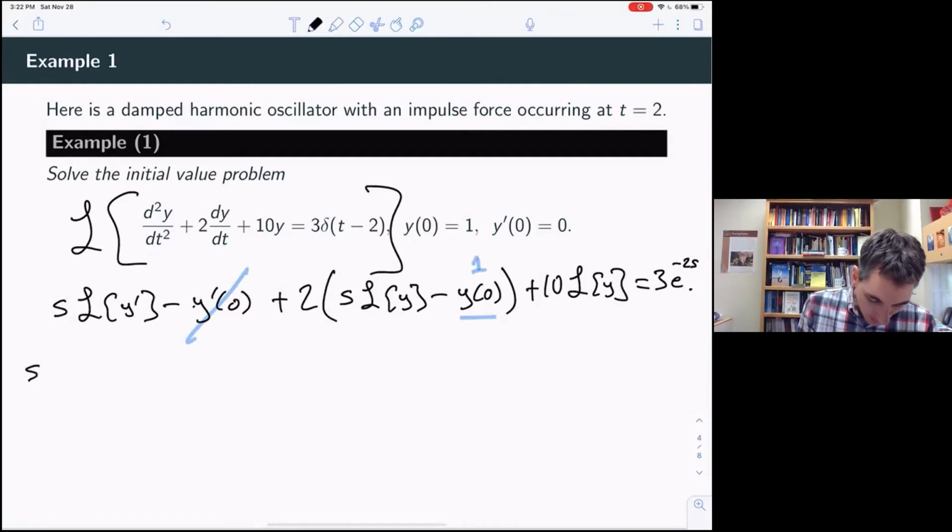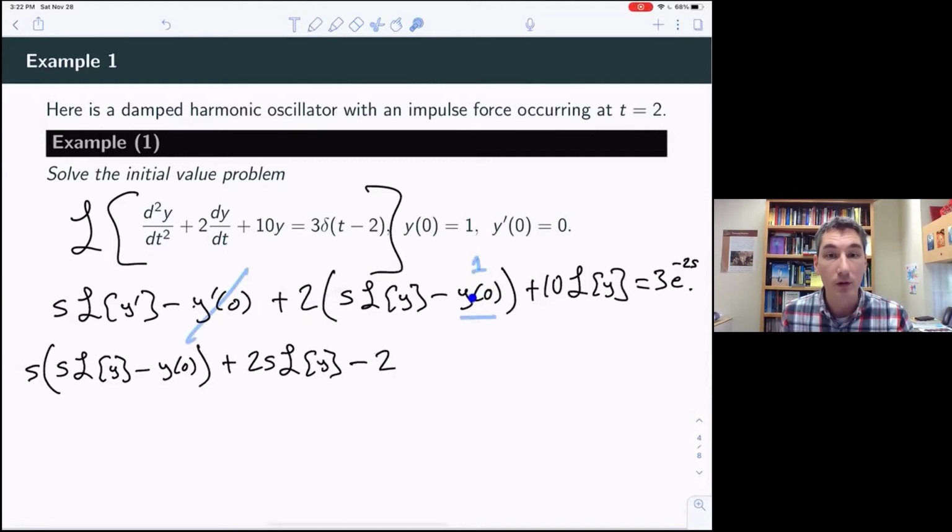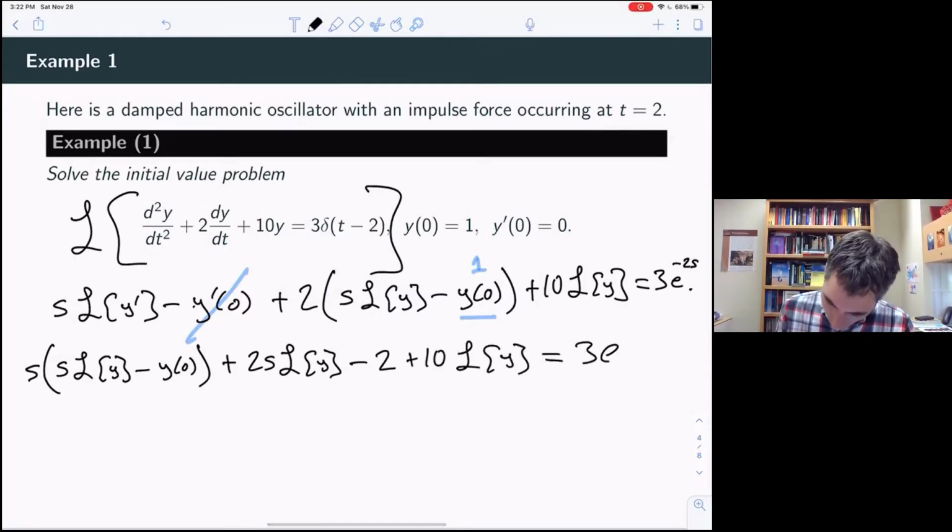Okay, so then we're going to have to take L of y prime, which is going to give us s L of y minus y of 0 this time, and then plus 2s L of y, just multiplying the 2 in. It'll become minus 2 because we're going to multiply 2 by the y of 0, which was 1. So 2 times 1 is 2 in this case. And then plus 10 L of y. And that's going to equal 3 e to the minus 2s. And then y of 0 is 1.